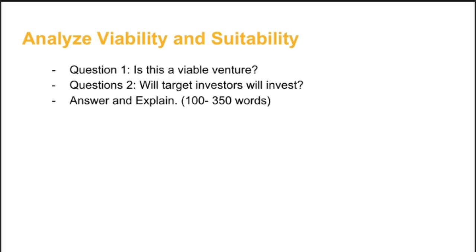Third and finally, this is the section where you can make 2 determinations. First, do you believe this is a viable venture? Why or why not? Second, do you believe that the targeted investors will invest? Why or why not? Once you've answered both questions, explain your determination in a minimum of 100 and a maximum of 350 words.